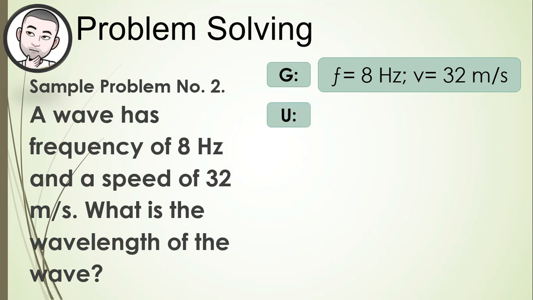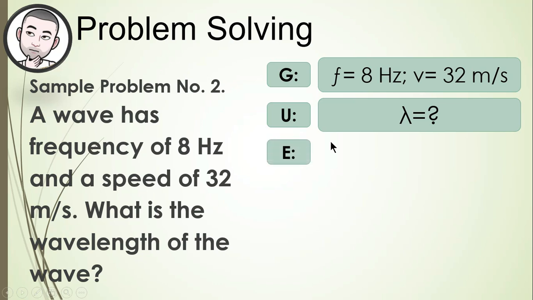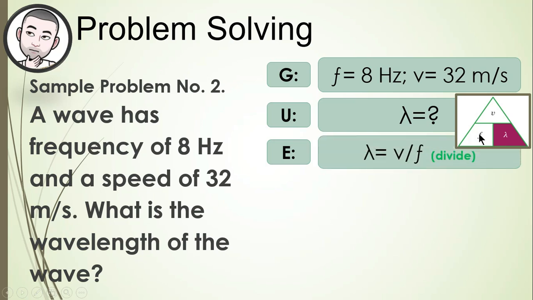So what is now unknown? The unknown in the problem is wavelength. Again, it is mentioned in the problem. What is the wavelength of the wave? So what is now the equation? Using the triangle method, let us now cover here the wavelength, and the formula that will appear is v over f. So it simply means that we will divide v by f. So the formula now is wavelength is equal to velocity or speed divided by frequency.